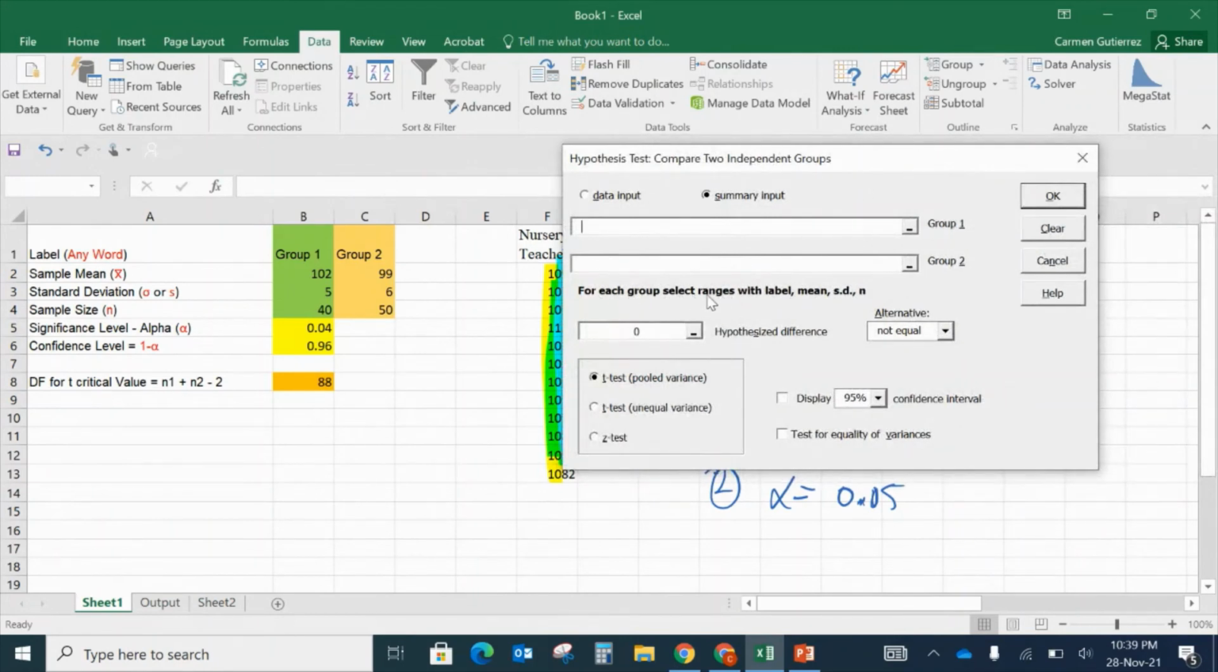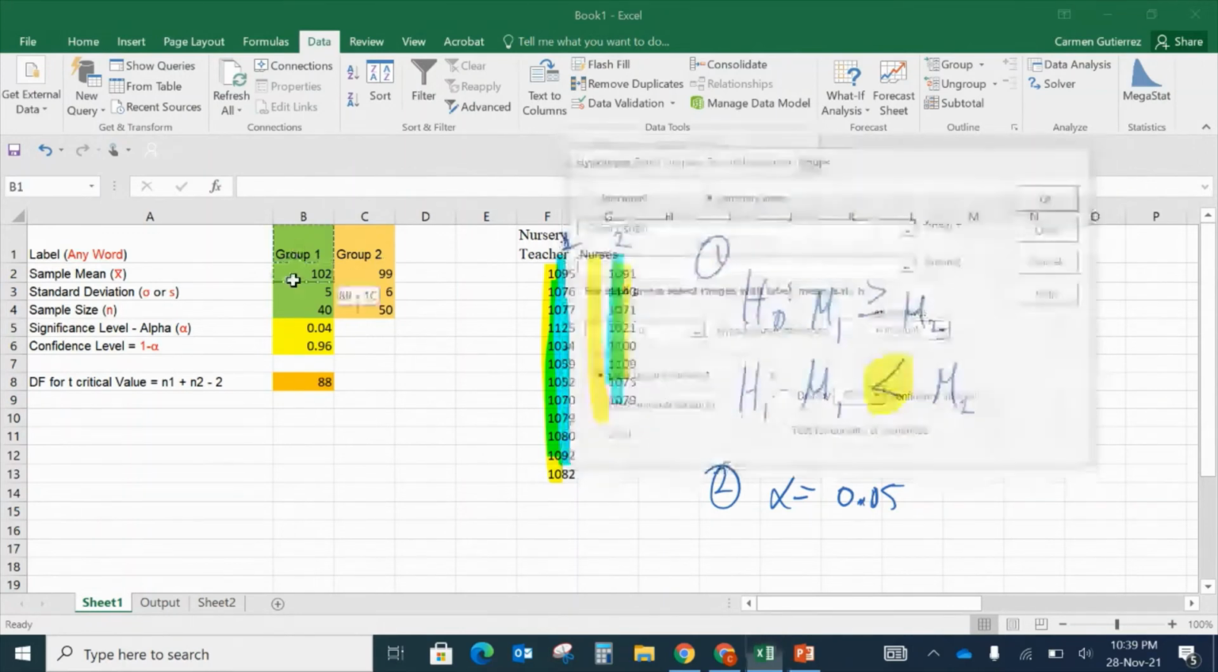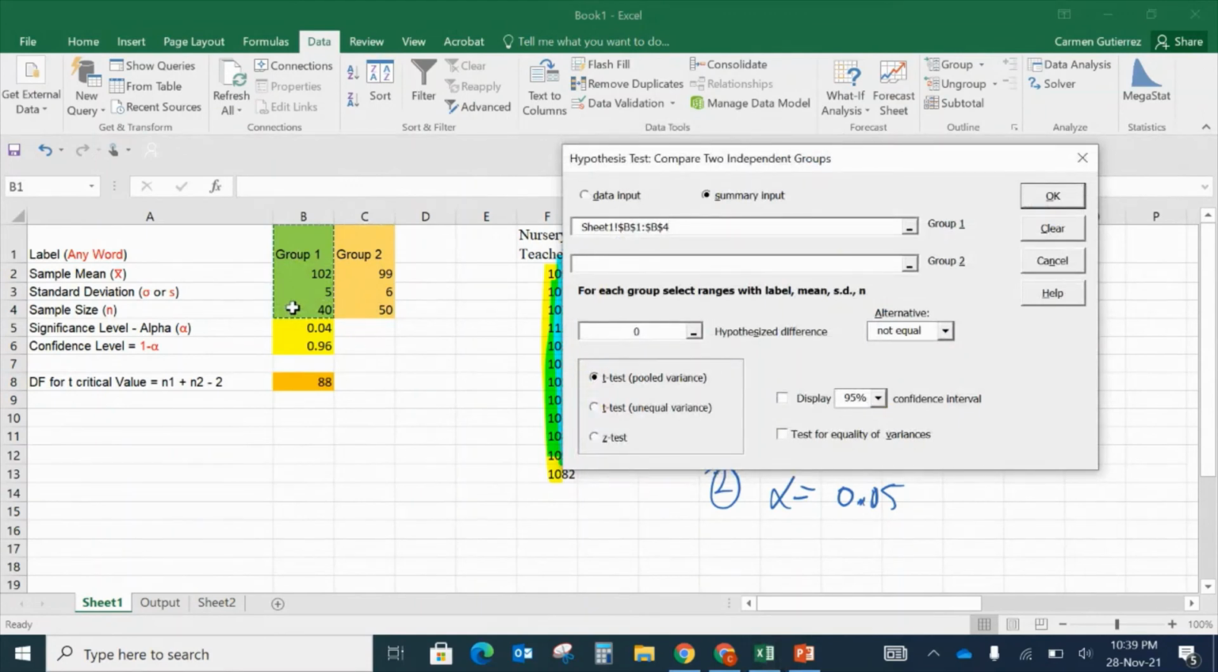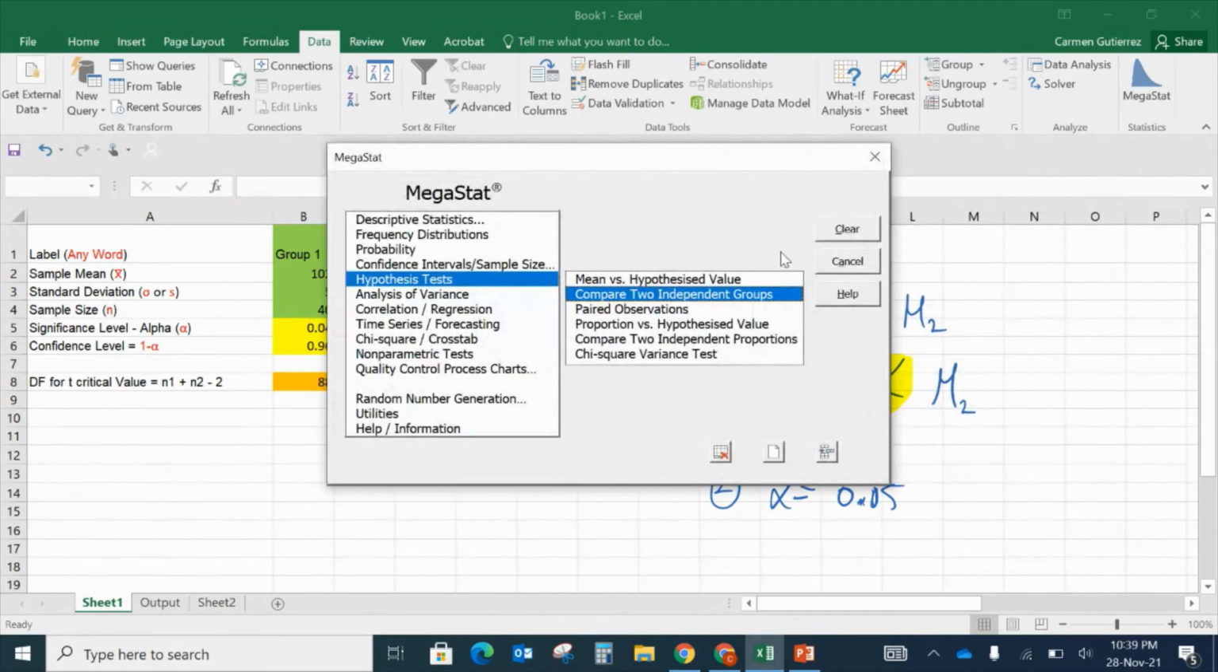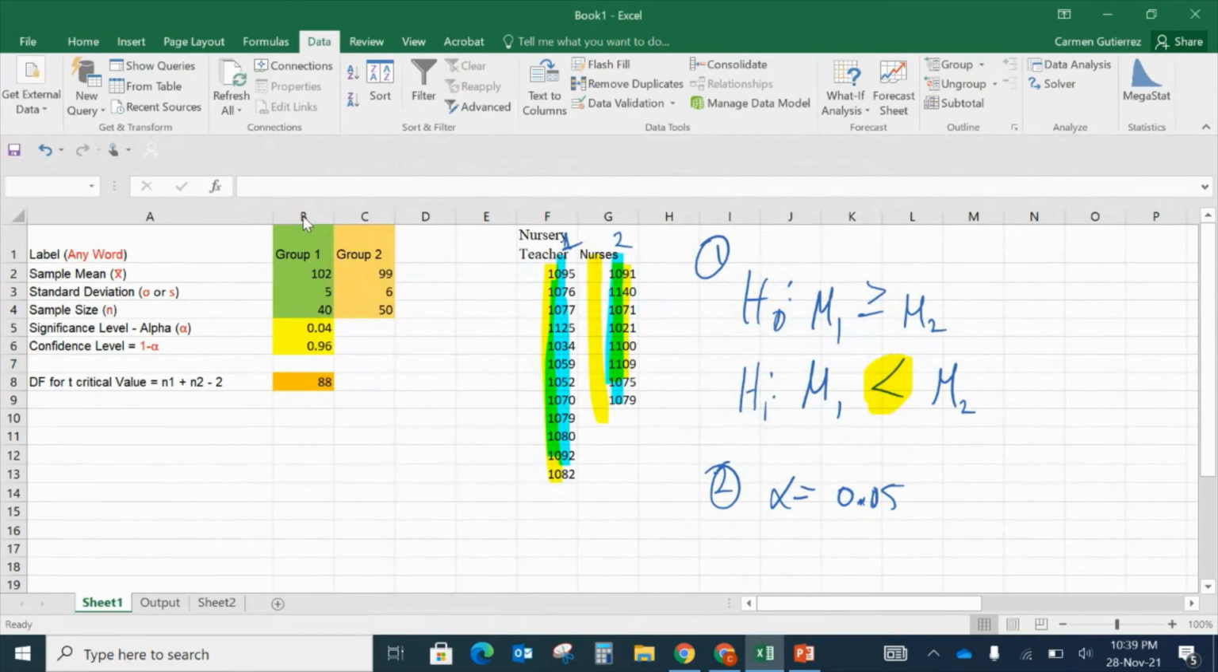For each group, select ranges with the label, mean, standard deviation, and sample size. These templates here, we already worked out when we were looking at chapter 10. So for chapter 11, we're adding one more column. If you have the template for chapter 10, it's only this section here. Chapter 11 has another column because we're comparing two different populations. So let me see. Oh, MegaStat just stopped. One second.